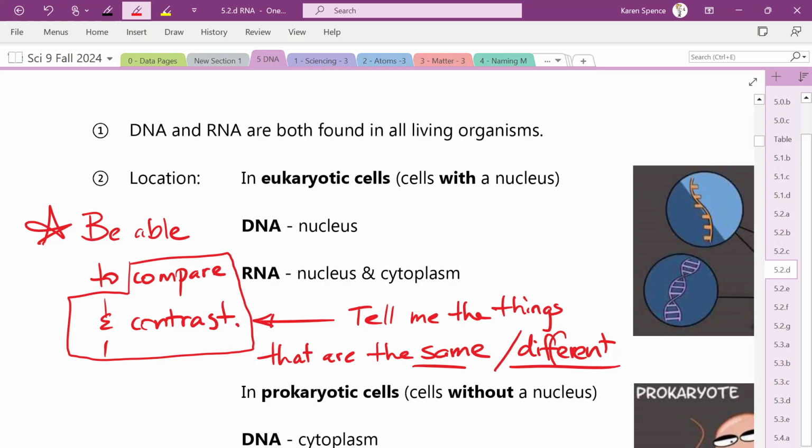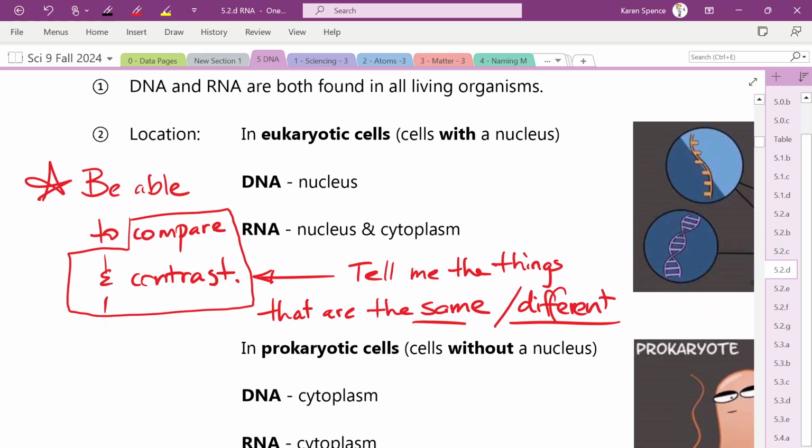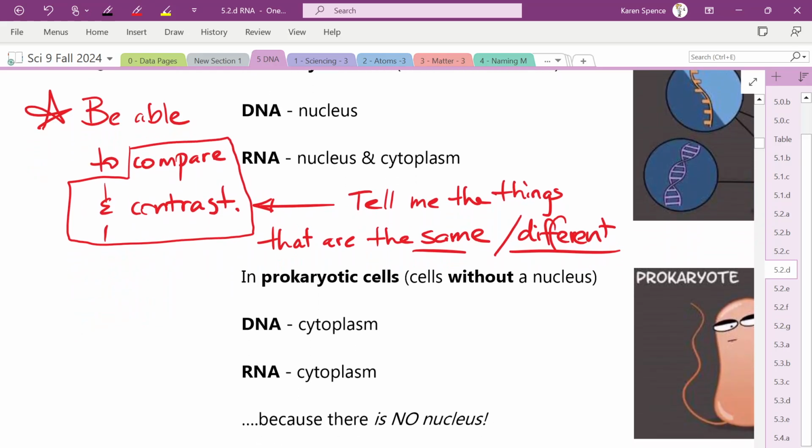So you should know the location of DNA and RNA. DNA is in the nucleus. RNA is in the nucleus and in the cytoplasm, you find it both places. Prokaryotic cells don't have a nucleus, so everything is just in the cytoplasm.